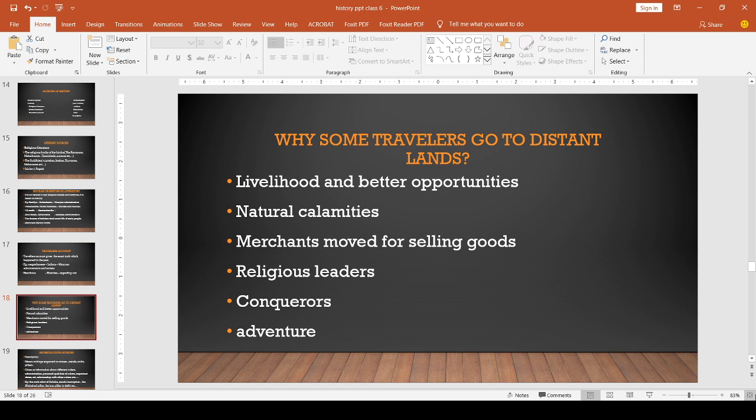Then, in search of knowledge. For example, to learn Buddhist literature, some of the Chinese travelers Fahien and Hiuen Tsang visited our country in search of the knowledge of Buddhist literature. And they left valuable accounts about the religious, social, and political condition of India. So from these travelers' books, we can collect information, and these are the reasons why these people move from one place to another place. Understand? Okay, thank you.